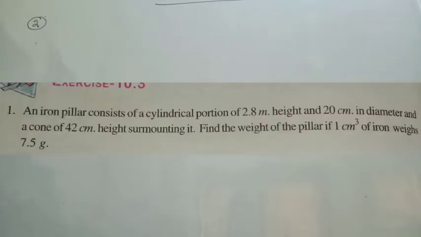See the next problem, the second problem. An iron pillar consists of a cylindrical portion of 2.8 meters height and 20 centimeter in diameter, and a cone of 42 centimeter height surmounting it. Find the weight of the pillar. This particular problem, my dear students, is an iron pillar consisting of a cylindrical portion.